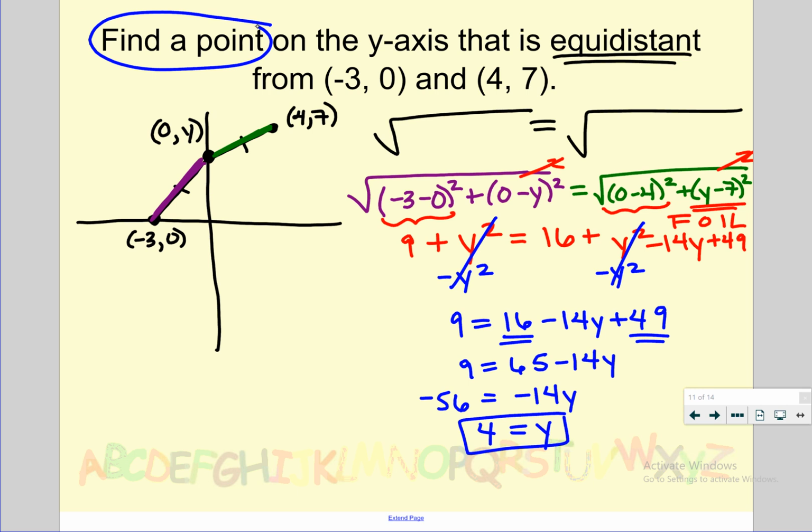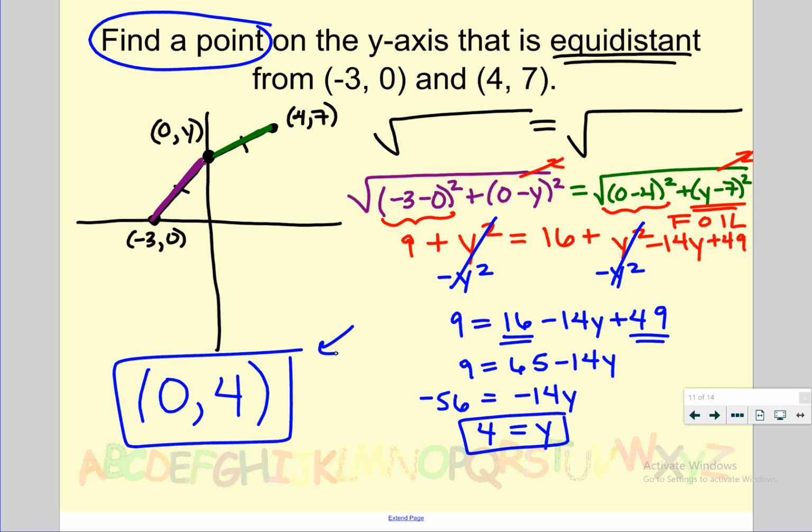This said find a point. We already knew half the point. The x was 0. We solved for the fact that the y was 4. That's how you would type your answer in Math Excel, as a coordinate. And if you typed in just 4, it would probably give you a little hint saying, don't forget to type a coordinate as your answer, or something like that. All right?